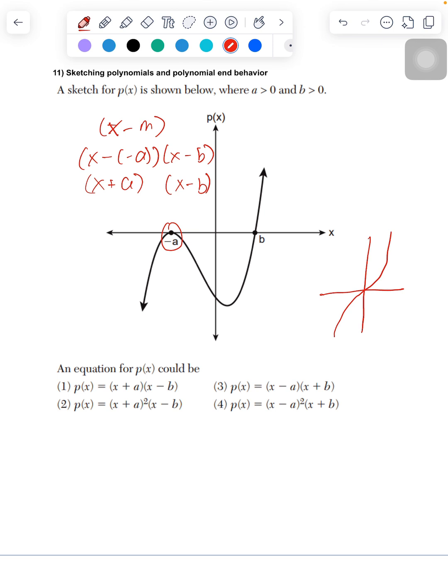So let's see which one has a total of 3 zeros. This is not it. These are just 2 zeros here, so I'm going to cancel this out. This also has 2 zeros, cancel this out. So this and this have 3 zeros. So which one is x plus a? It's this one, not this one. So this is my answer: x plus a squared times x minus b. They say the equation could be, not that it is, it could be. Theoretically, this is what the equation could be, and that's the closest match we have to this equation.